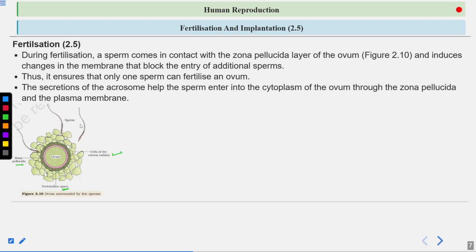Here you can see again the sperms are approaching. This is the image showing you ovum surrounded by a few sperms, but only one sperm will be able to fertilize the egg. So whenever the sperm comes in contact with the zona pellucida, then there are some changes in the membrane of the egg, which prevents the entry of other sperm. So it prevents polyspermy. And whenever the sperm comes in contact with zona pellucida, then the acrosome reaction is triggered, which helps in the fertilization.